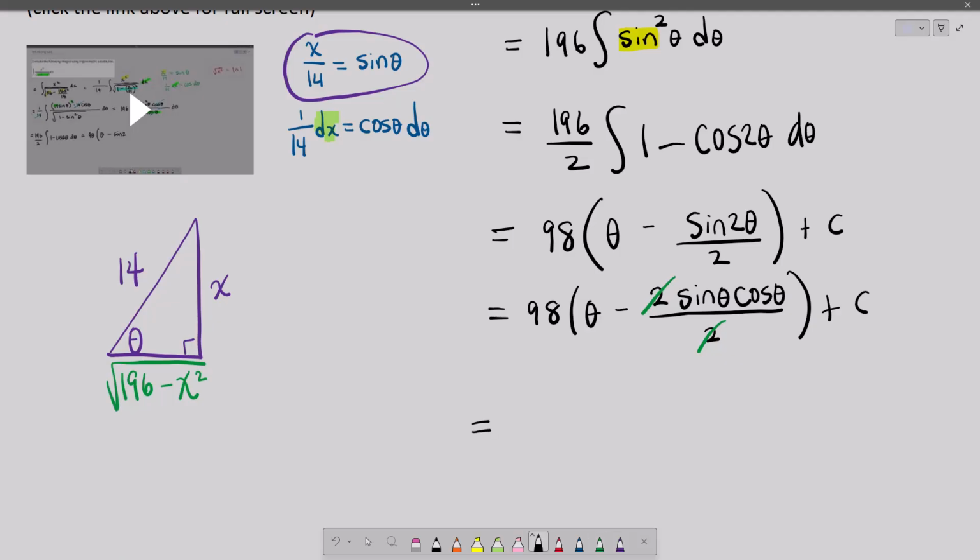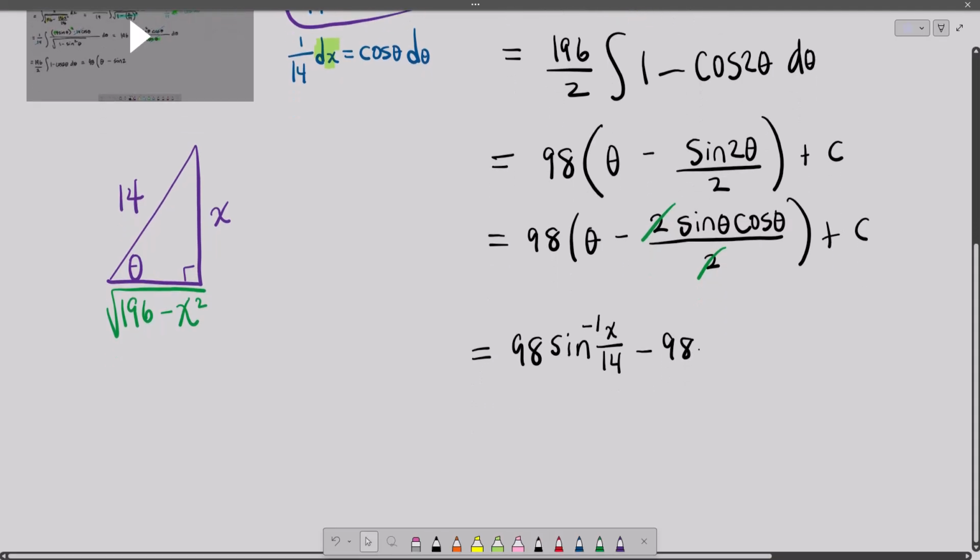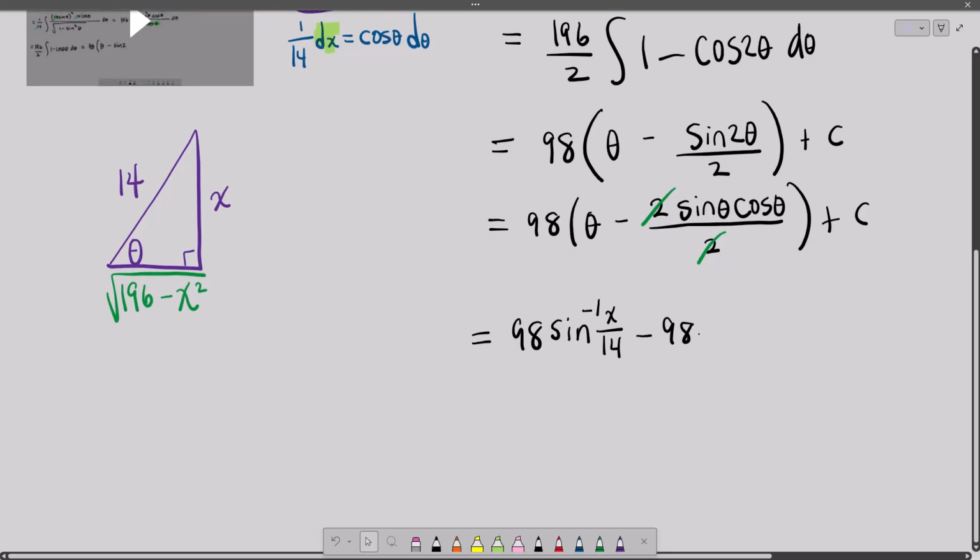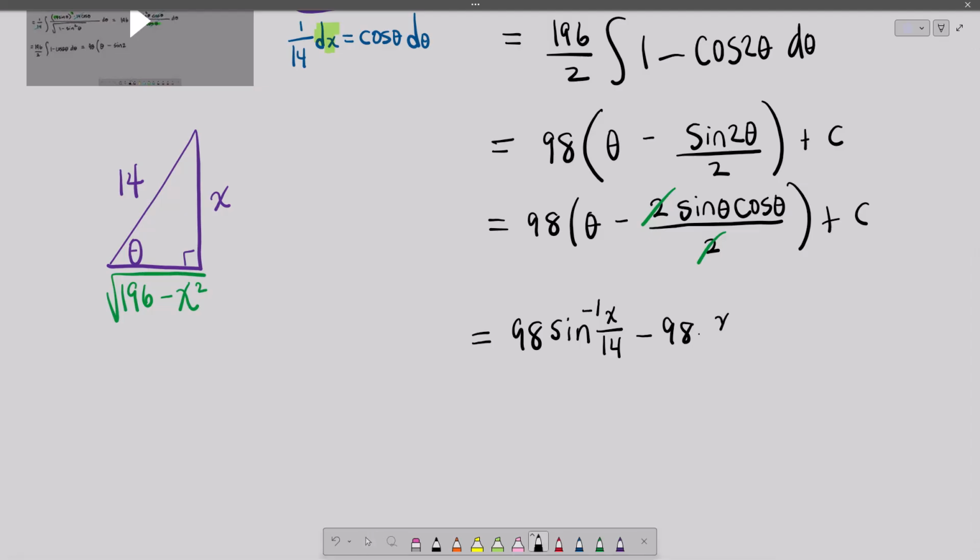And now down here, I'll distribute the 98. So theta, we go back to our original substitution. Theta is the inverse sine of the other side. So that's going to be inverse sine of x divided by 14, and then minus 98 times sine of theta times cosine of theta. Sine of theta, we just said, is x over 14.